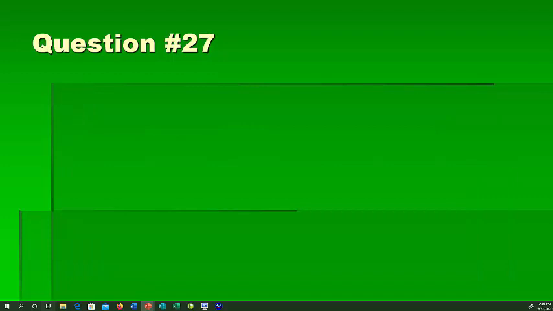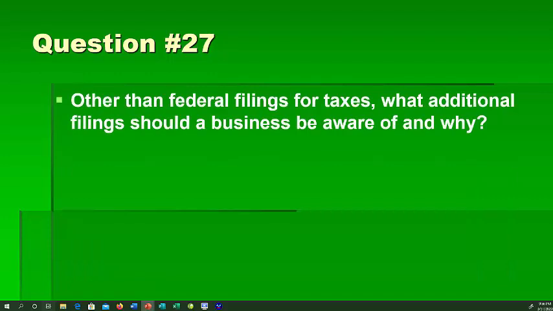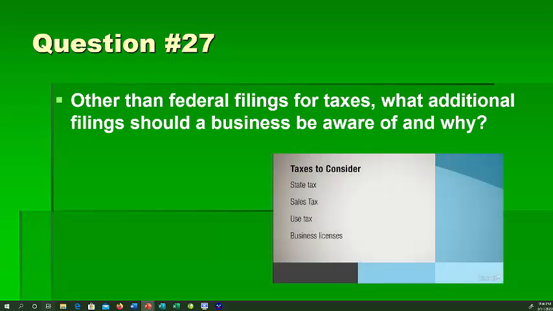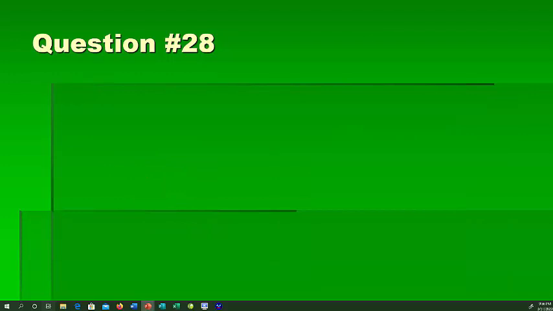Question 27. Other than federal filings for taxes, what additional filings should a business be aware of and why? You're going to be looking to state and local taxes. So sales tax, vendor's licenses, special business licenses, use tax. So again, you're looking to state and local taxes. All right, that gets us to our last question.